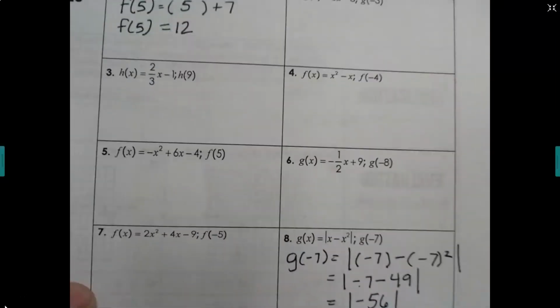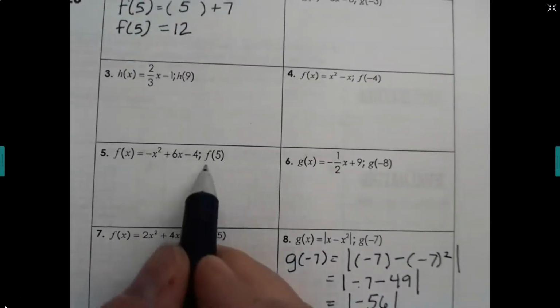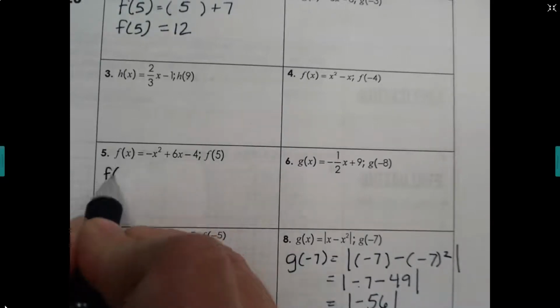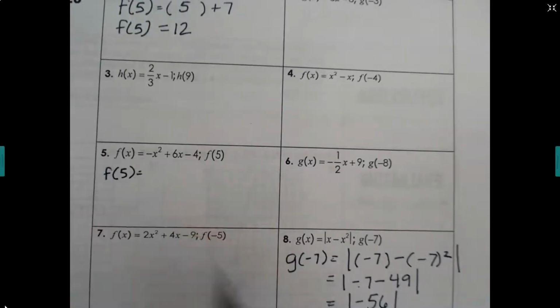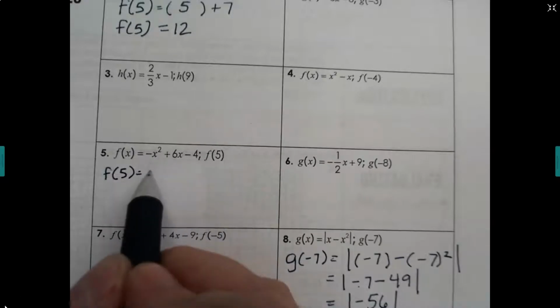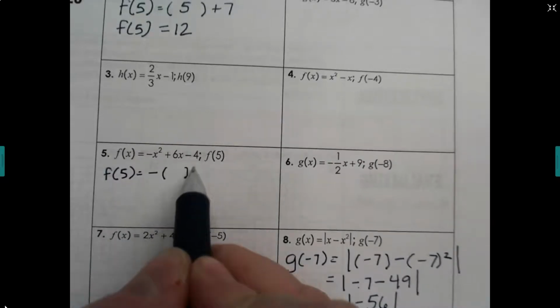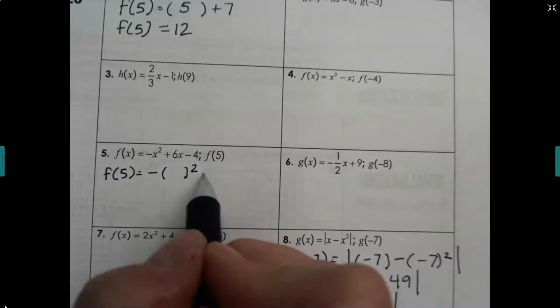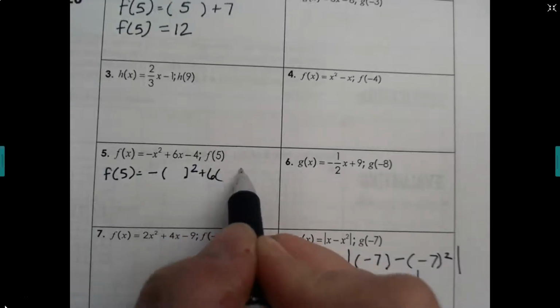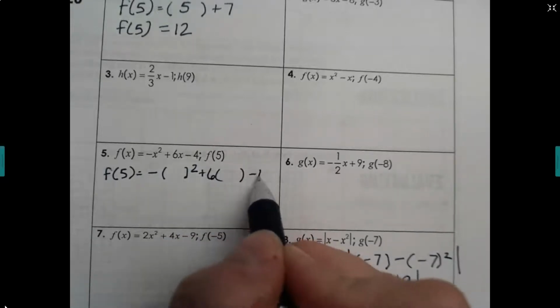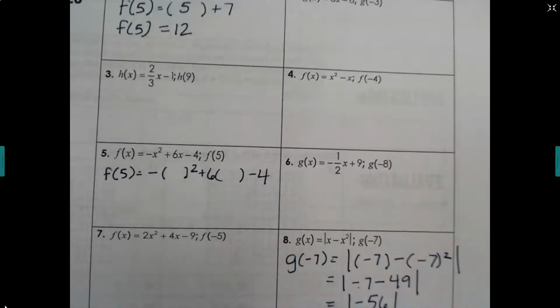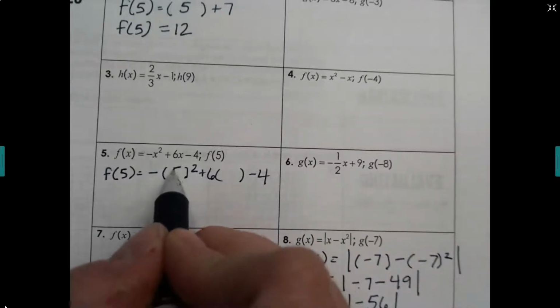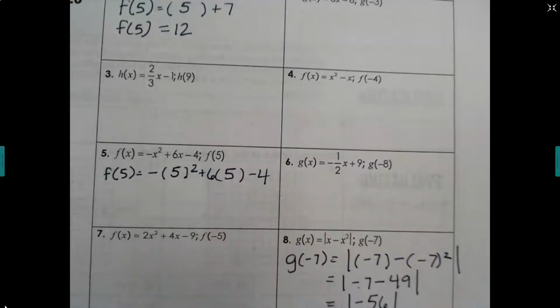So let's take a look at number 5. We want to know f of 5. So wherever there's an x, put a parenthesis. So we have a minus x squared plus 6x minus 4. And then in those parentheses, you'll plug in the 5.